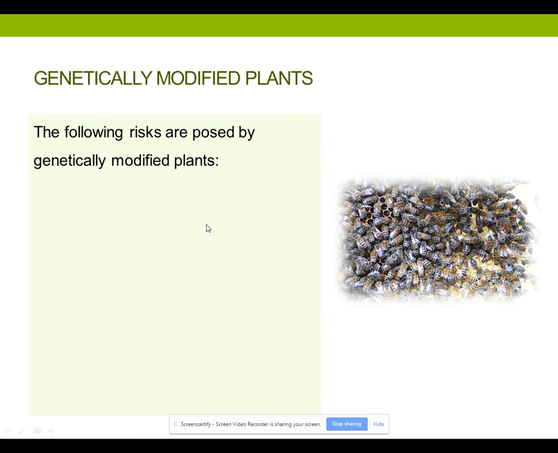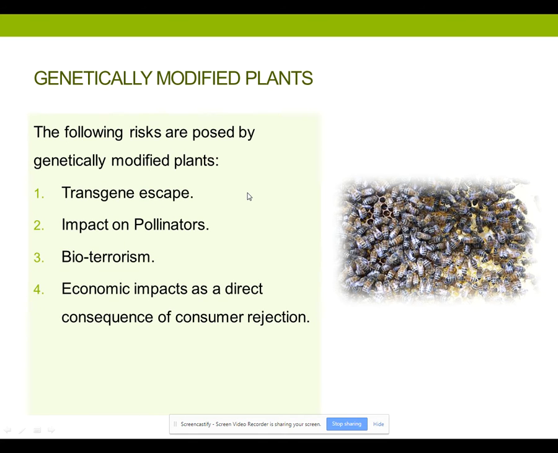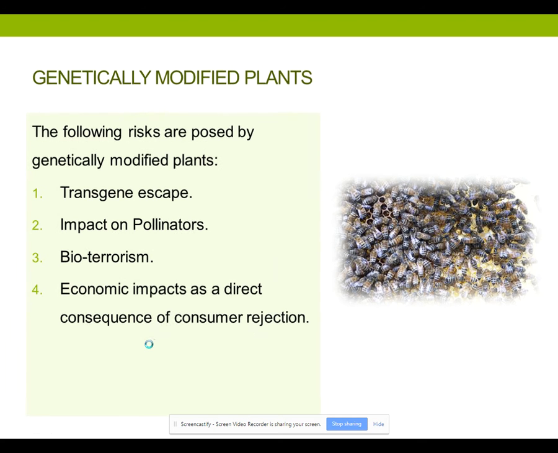The following risks are posed by genetically modified plants. First, we have transgene escape via the dissemination of pollen. Genetically modified plants can have impact on pollinators. They represent potential bioterrorism and bioeconomic threats. And economic impacts can result from the release of germplasm which is genetically modified.